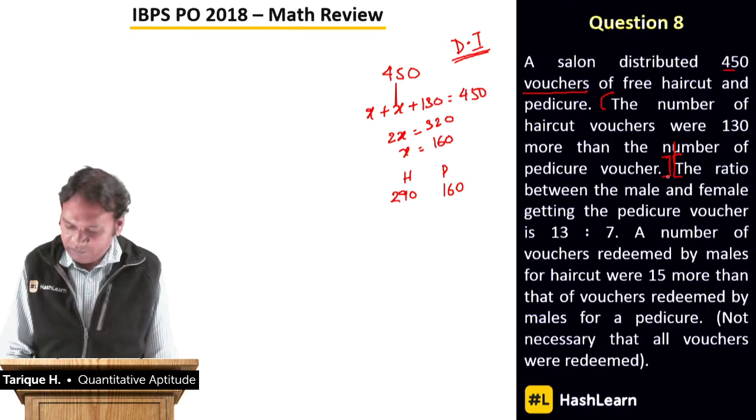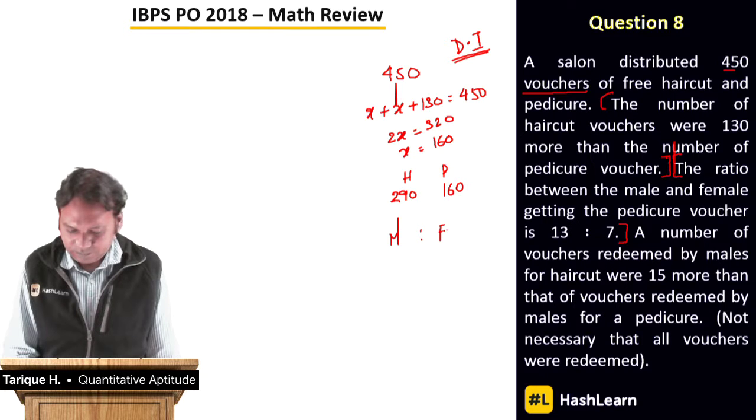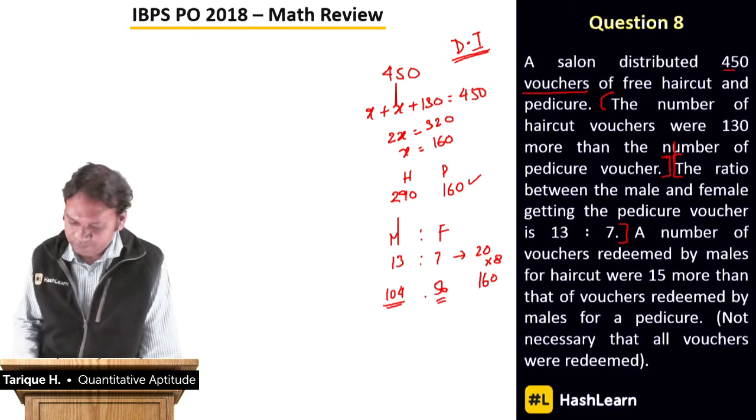The ratio between males and females getting the pedicure vouchers is 13:7. So male is to female 13:7, total is 20, and we know the total pedicure vouchers are 160. That's 8 times we are multiplying, so 7 into 8 is 56 and 13 into 8 is 104. So 104 males have got the pedicure vouchers and 56 females have got the pedicure vouchers.